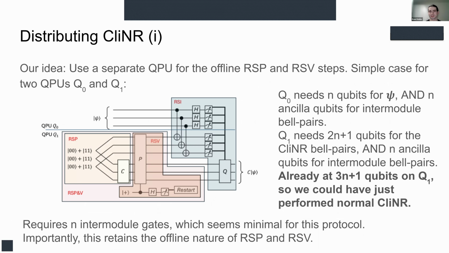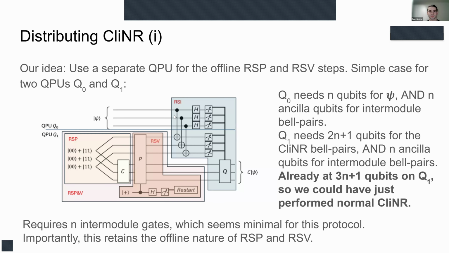Right. So now we can finally talk about distributing CliNR across multiple QPUs. I mentioned that RSP and RSV are offline. The clear intuitive thing to do then is split the circuit such that the offline component happens on 1 QPU and the actual teleportation part happens on another. So here, if we consider it's just 2 QPUs, Q0 and Q1, we do our state preparation verification on Q1, then once this is ready, we do our injection via intermodule gates on Q0.